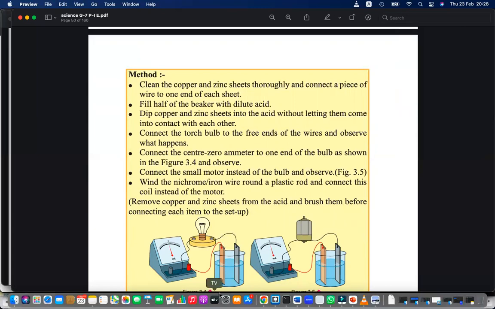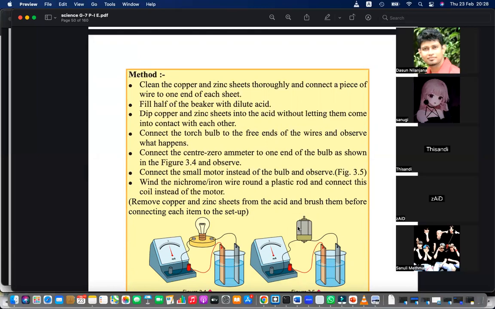So you can see this is copper, this is zinc, and then you can connect the bulb and see whether that generates electricity. The second thing is you can test that same with the motor. Right? Actually, you can see, so you have to take small motor, don't take a large one. The motor will slowly rotate.